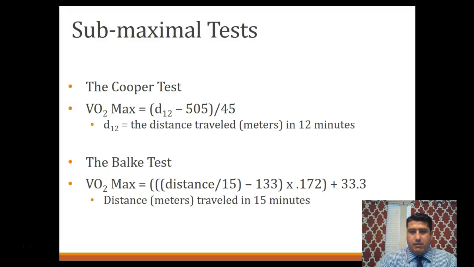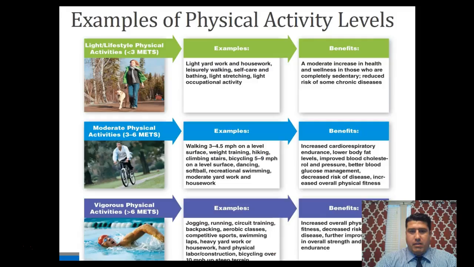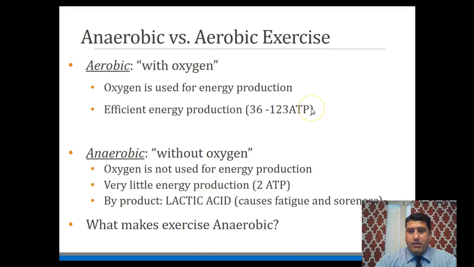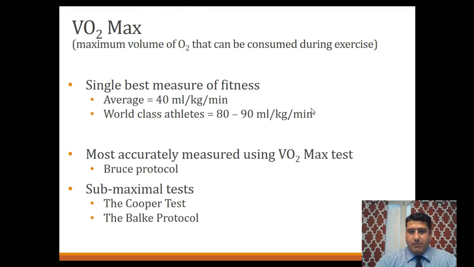Okay, so going back to the continuum at the beginning of the discussion, the desired training zone should be either 60 to 70%, that's the optimal fat burning zone, or for those of you who are training perhaps for competition or trying to enhance your performance, then your target training zone should be between 70 to 80%. Okay? So you have to push yourself.